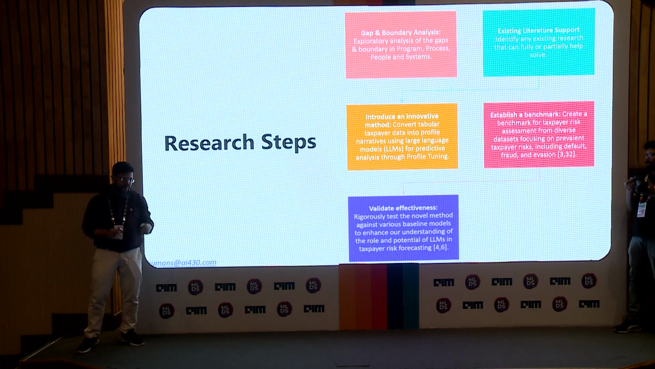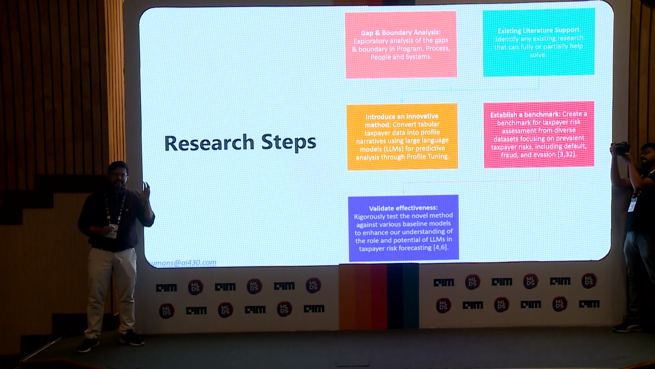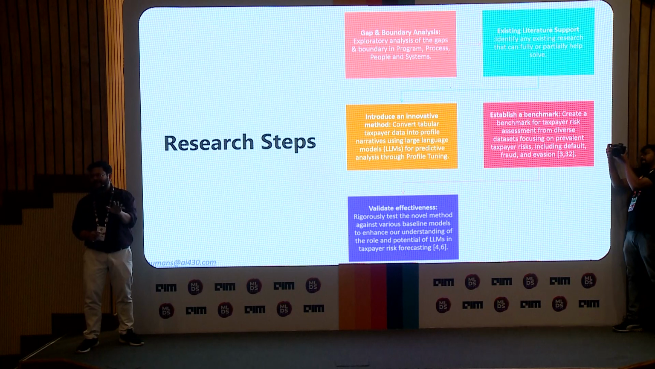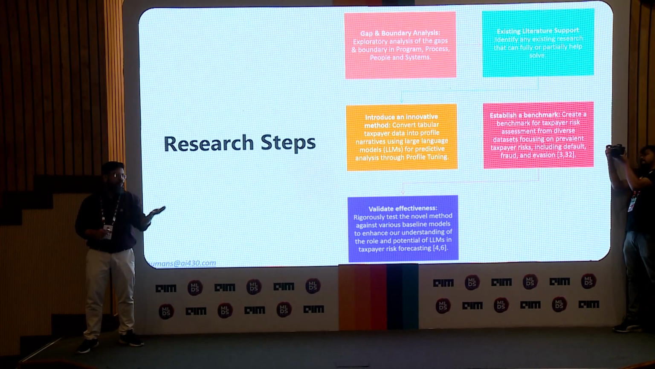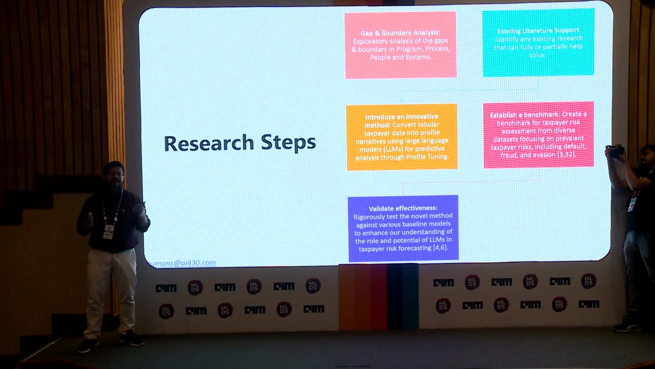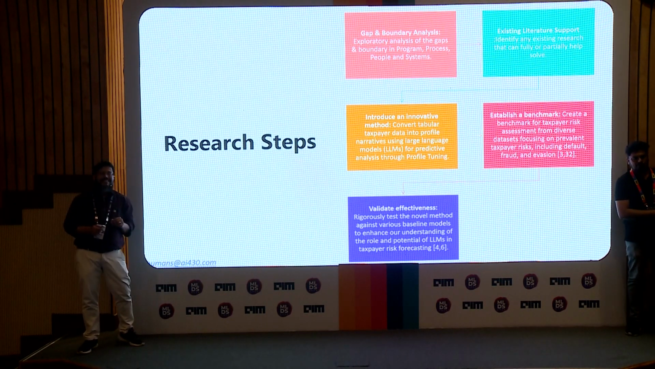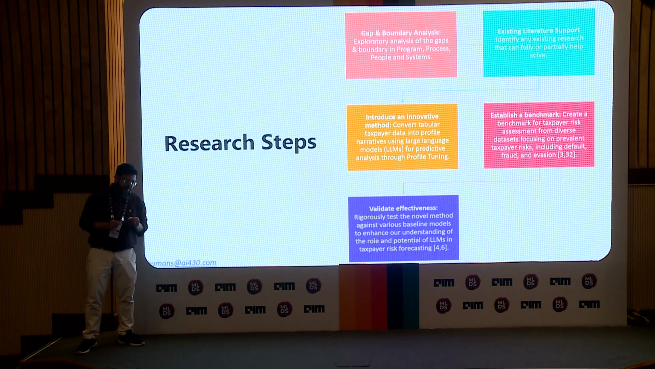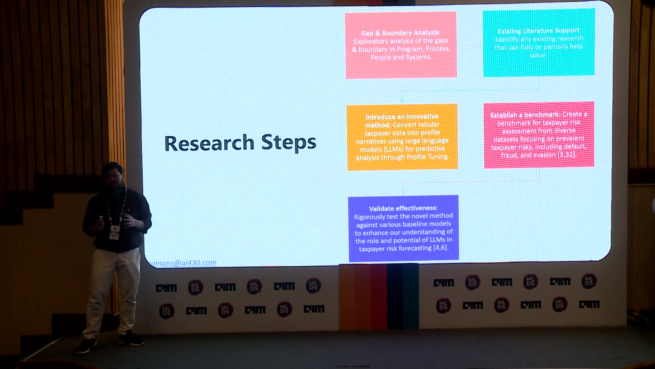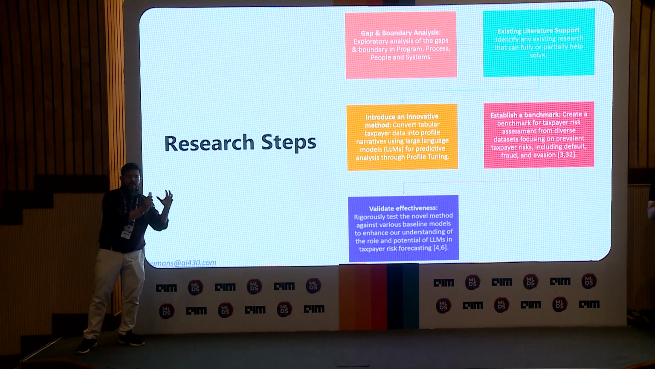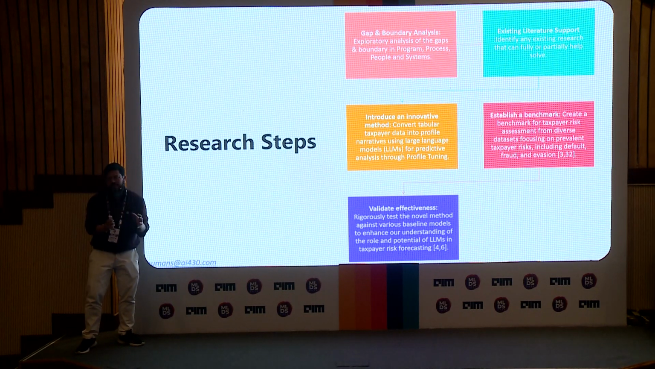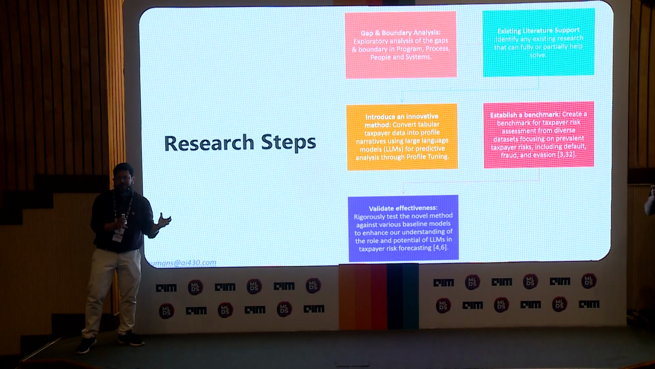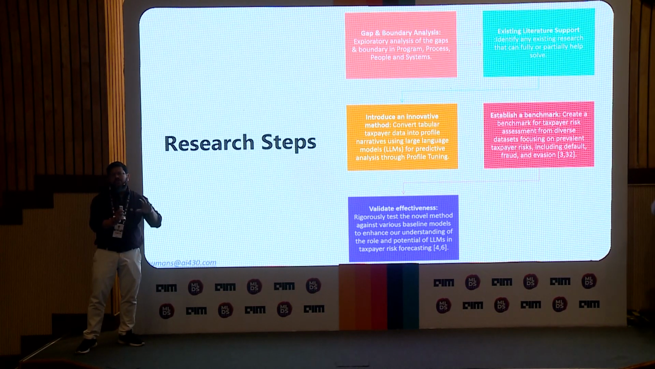First, we have done the gap and boundary analysis. You need to understand the system in and out to understand what the gaps and boundaries are. I'm not going to talk about the gaps today because that's very critical, and we don't want to put that forward in any public forum. So we'll talk about the next part, which is existing literature. What kind of existing literature is there? We did a deep dive into that. We introduced an innovative method. We call it innovative primarily because we have tested it in the machine learning world. We have tested it with deep learning algorithms like VIME and TabNet, and we have also used boosting methodologies.